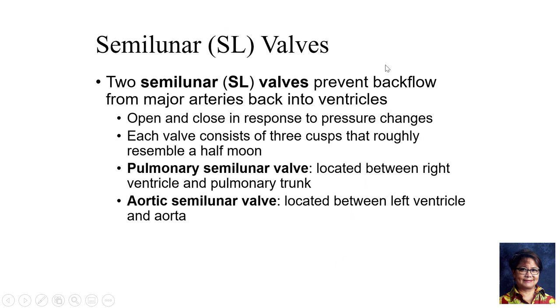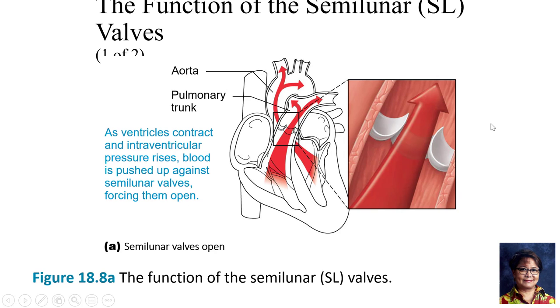Okay. So the semilunar valves. What are semilunar valves? Well, semilunar valves are valves that guard the opening into the big arteries. They prevent backflow from the major arteries back into the ventricles. Now, there are two semilunar valves. The one that guards the pulmonary artery is your pulmonary semilunar valve, and the one that guards the aorta is called the aortic semilunar valve.